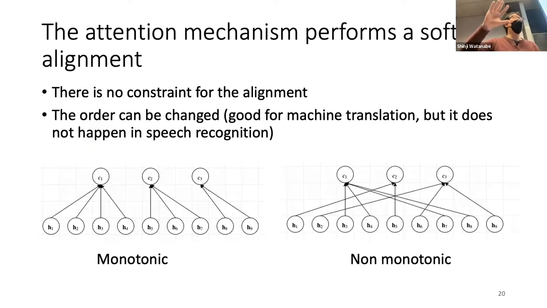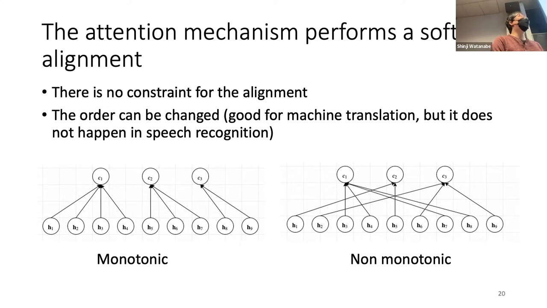By the way, the other application, actually non-monotonic, also happens. The famous application is machine translation, right? Since the order of the correspondence can be different depending on the languages. SVO language and SOV language have a very different order. So in these cases, we could actually allow the model to have a non-monotonic behavior.